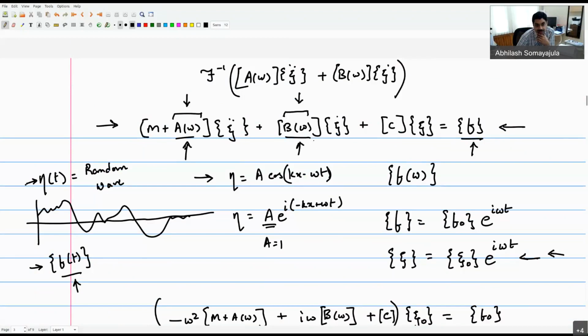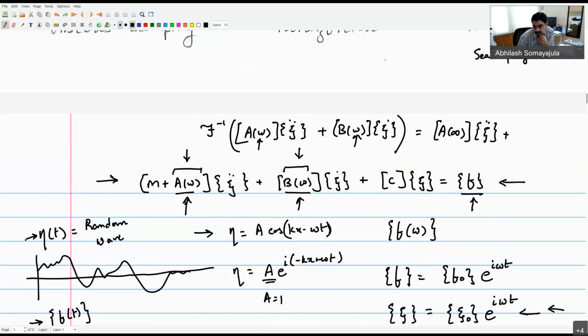Yes, sir. Now, the way to go about them is to take a Fourier inverse of this so-called A omega zeta double dot plus B omega times zeta dot, and convert this expression, which is in the frequency domain and dependent on frequency, into the time domain. When I take that, I get something called the A infinity matrix, which is the infinite frequency added mass, plus a convolution term.